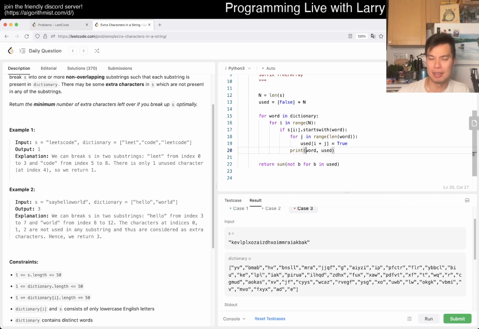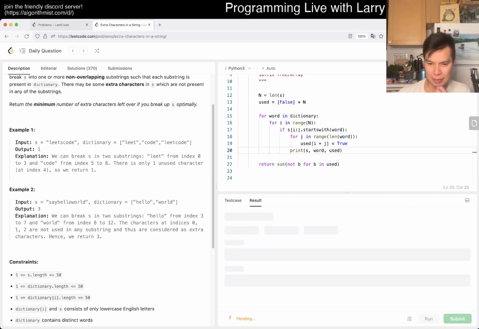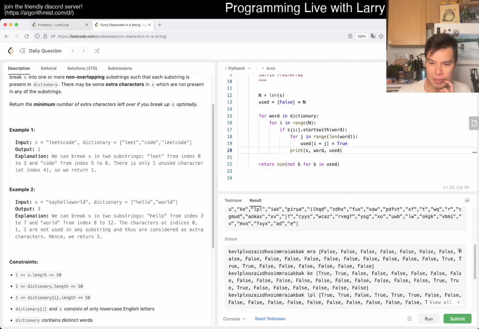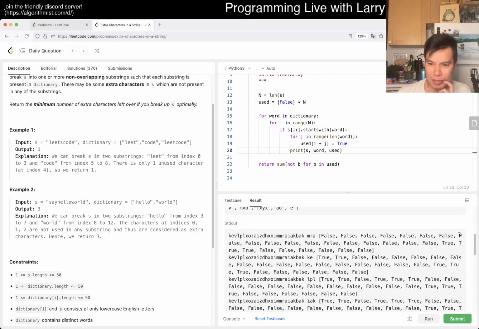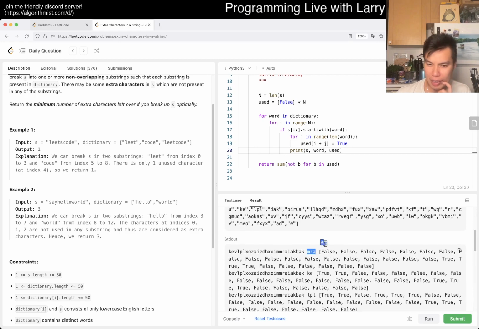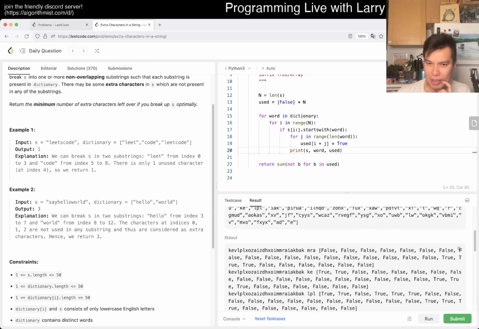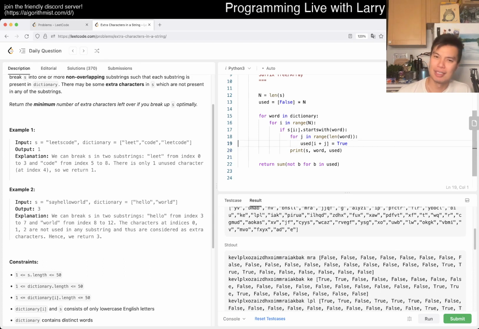I guess this has to be done. Okay, so now it's doing MRA. 1, 2, 3. I guess that's fine. I was being lazy. Let's actually write something a little bit better. Right? So.